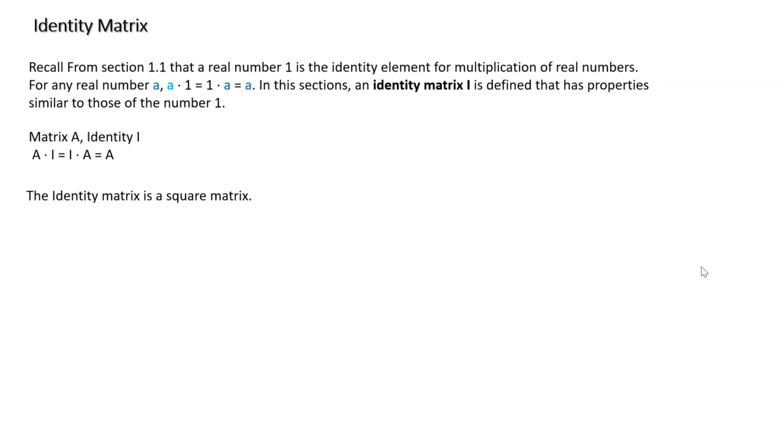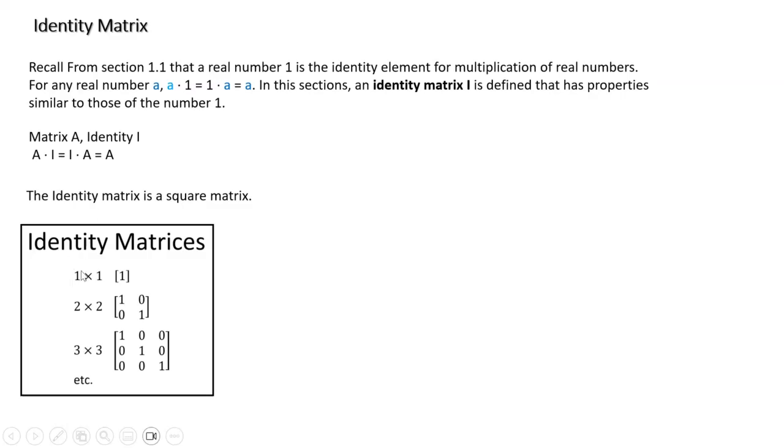Now in this section, an identity matrix is a matrix I defined to have a property similar to that of the number 1. For example, if you multiply matrix A times the identity, it gives us the identity times matrix A, which is equal to A. And here the identity, guys, for a 1 by 1 matrix is just 1. For a 2 by 2 it will be 1, 0, 0, 1. If you notice, all the ones along the diagonal have to be ones.